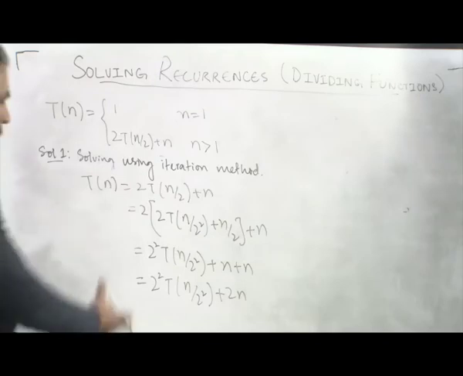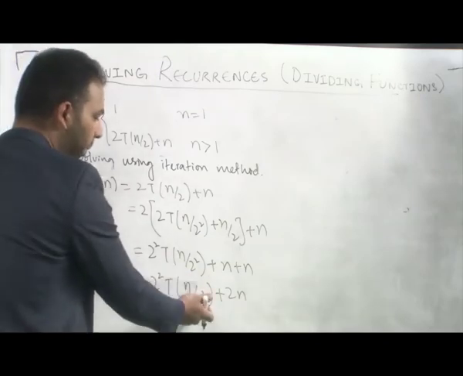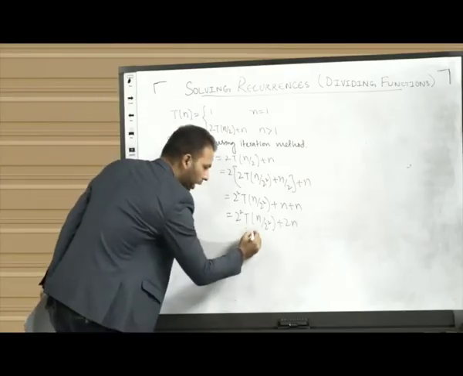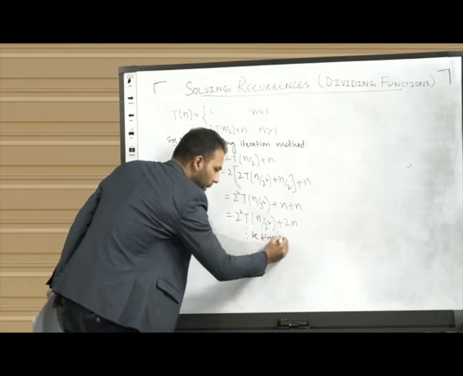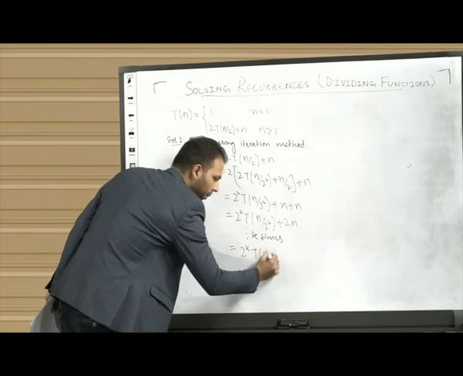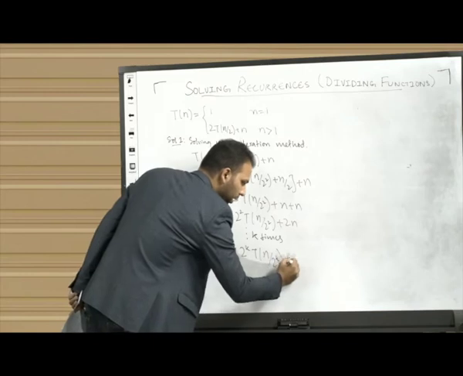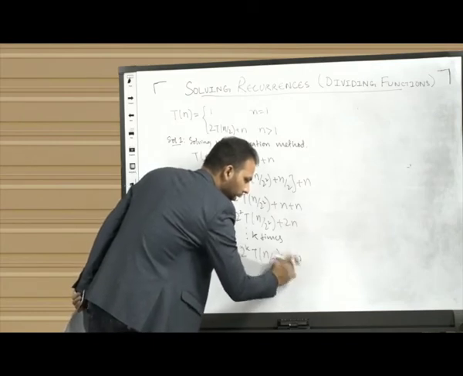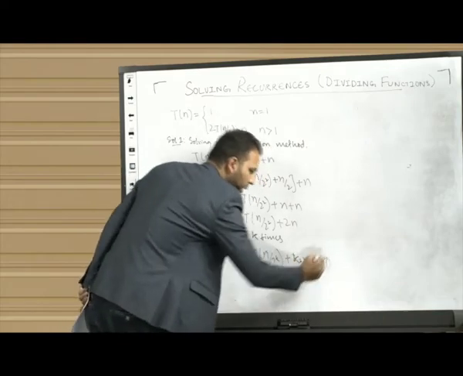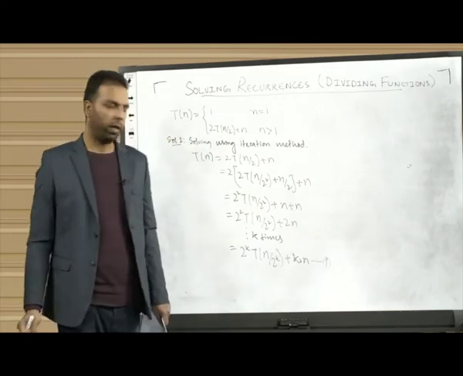Fine. I won't open another step because the pattern is obvious. We are having 2 raised power k t of n by 2 raised power k plus k times n. Okay. So if I go k times, we'll be having 2 raised power k t of n by 2 raised power k and plus kn. So this is your equation 1. Now what we have to do is that we have to find the value of k in terms of n.